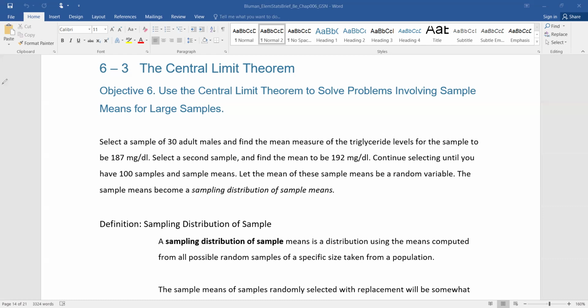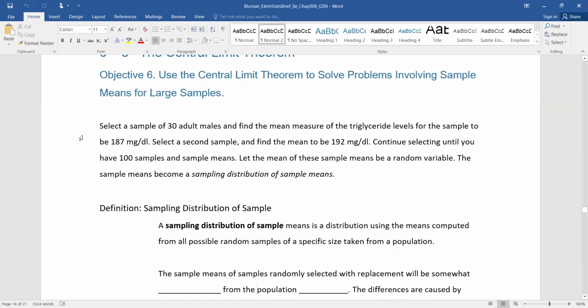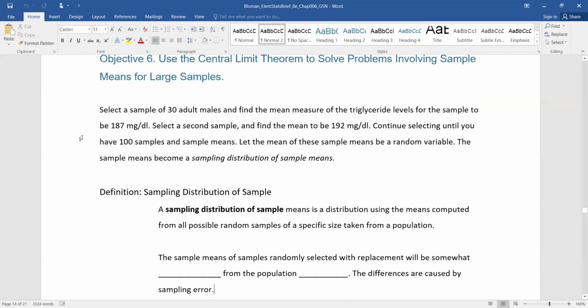So what we're going to do is select a sample of 30 adult males and find the mean measure of the triglyceride levels for the sample to be 187 milligrams per dL. Select a second sample and find the mean to be 192 milligrams per dL. Continue selecting until you have 100 samples and sample means.